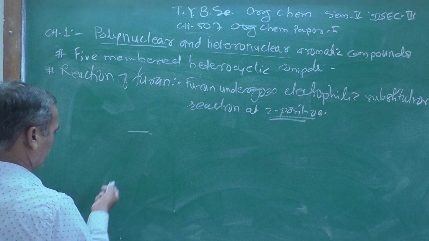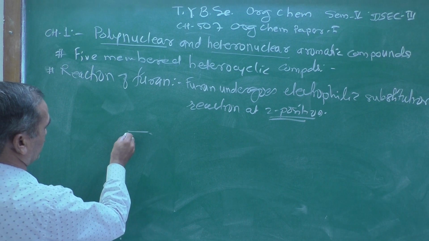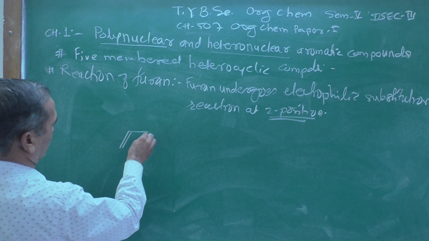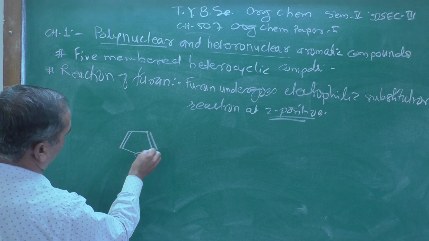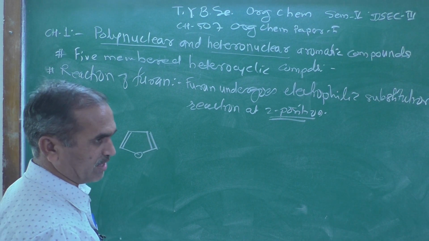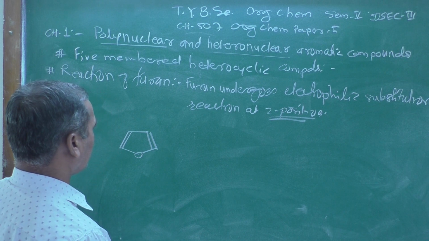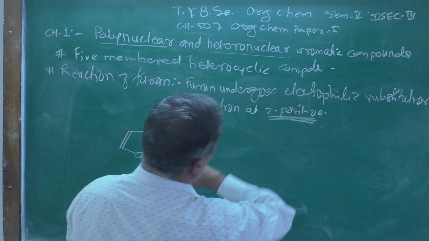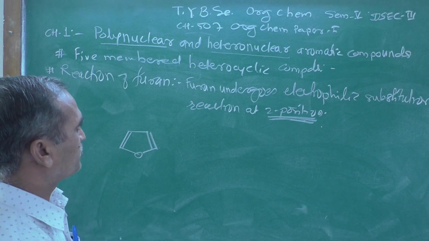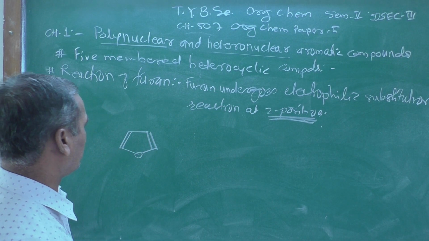Let us see. Knowing the concept, the answer would be present. Knowing the resonating structure is the better way. Then you will get the answer to why furan undergoes electrophilic substitution reaction at 2 position.